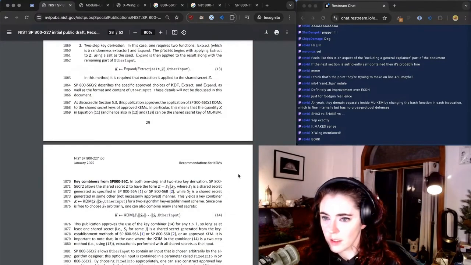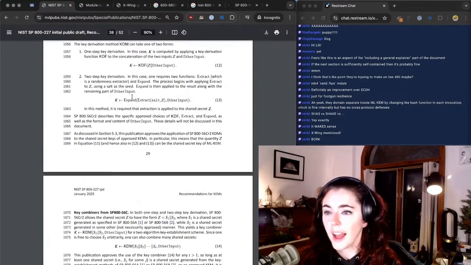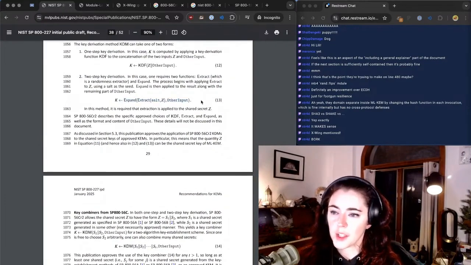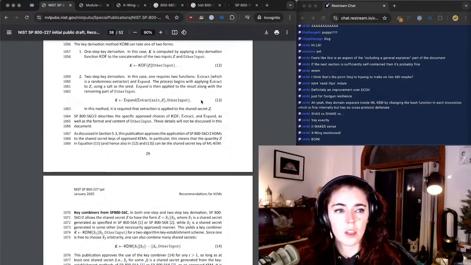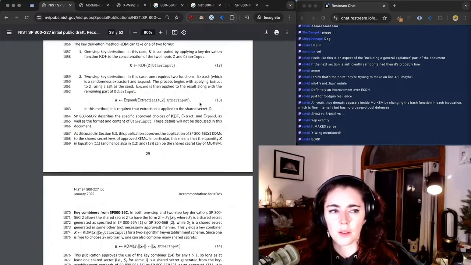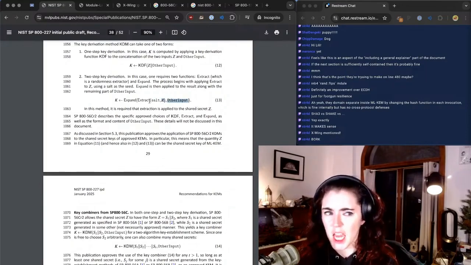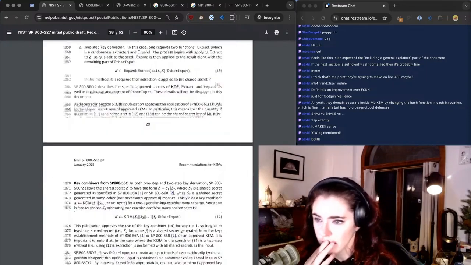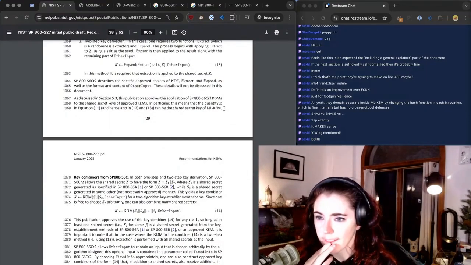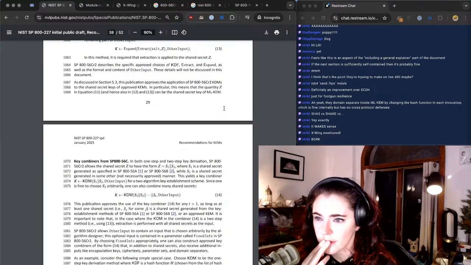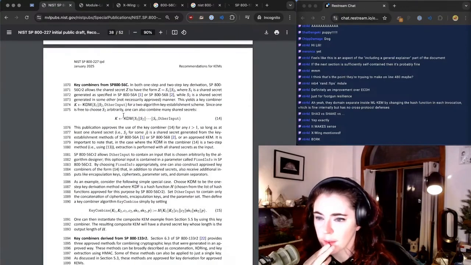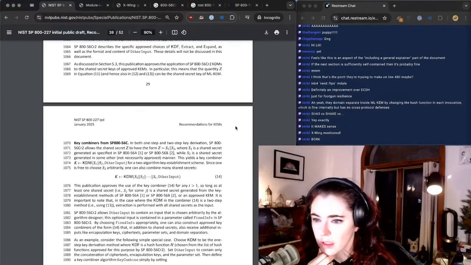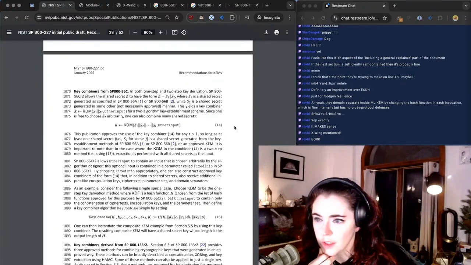Okay. This means the quantity Z can be the shared secret of MLKEM. No duh. I actually kind of like this. This is very similar to the split PRF construction that iMessage used to do their post-quantum update, PQ3. I think it looks like it. Someone can correct me, but I think they used HKDF for it. Cool. All right. Yep. That's funny. Both one-step, two-step derivation, 800-56C Rev 3.